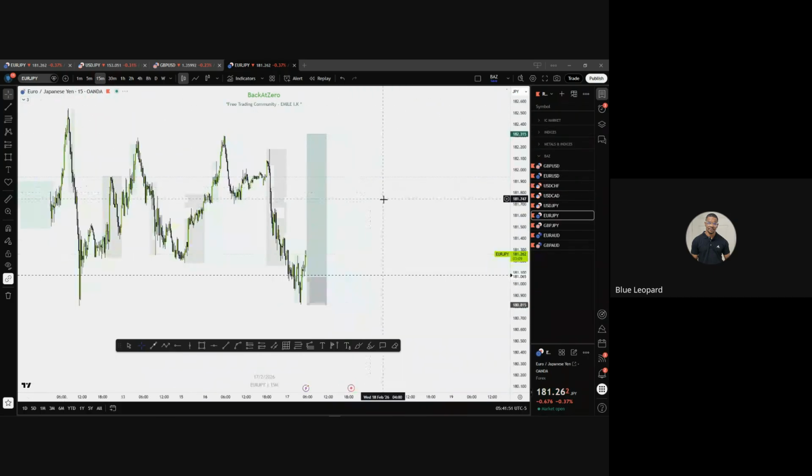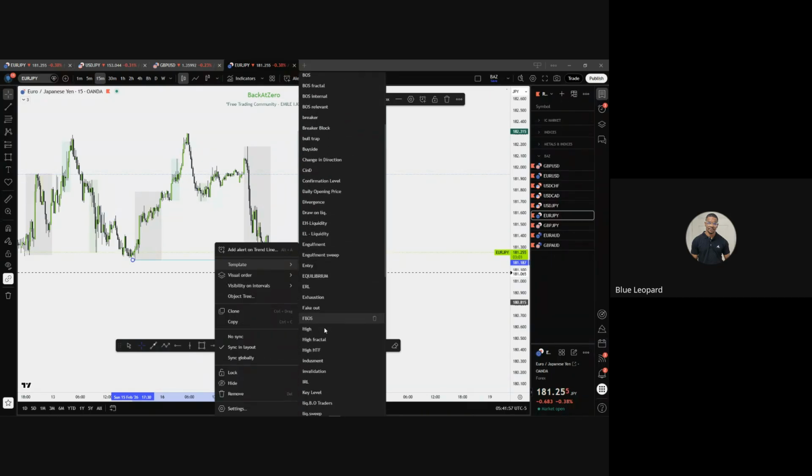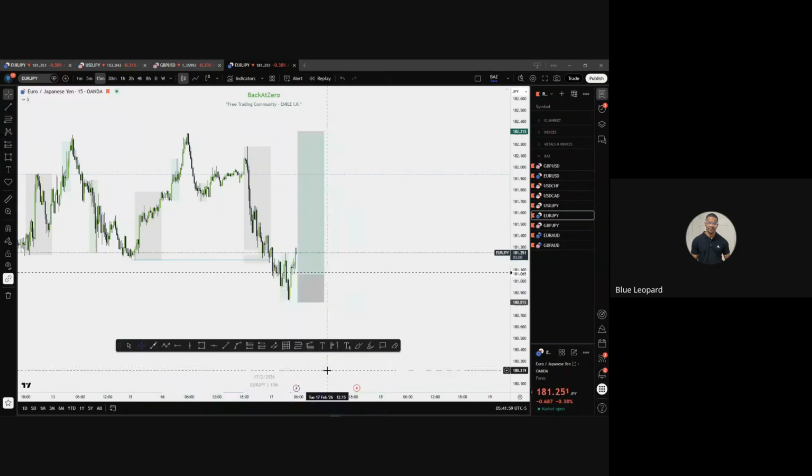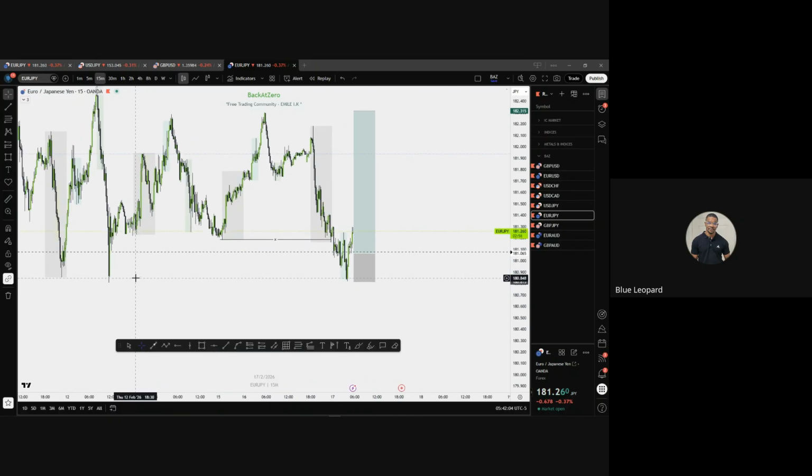We go on M15, everything is marked, but just to remind you guys, we had a sweep of liquidity down here. We had the retest of the previous weekly low.